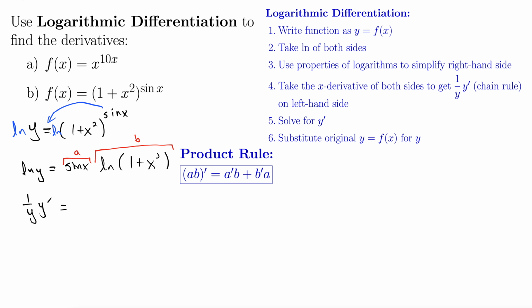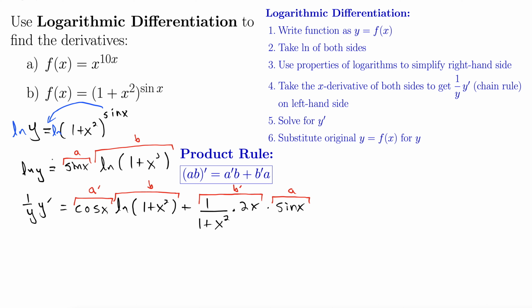So the product rule gives us a prime b. The derivative a prime of sine x is cos x, times b, we just leave alone, natural log 1 plus x squared, plus b prime. The derivative of natural log 1 plus x squared is 1 over 1 plus x squared. Don't forget the chain rule. We have to multiply then by the derivative of that inside part, which is 2x. That's b prime, and then times a, sine x. Next, we solve for y prime. That's what we're looking for after all.